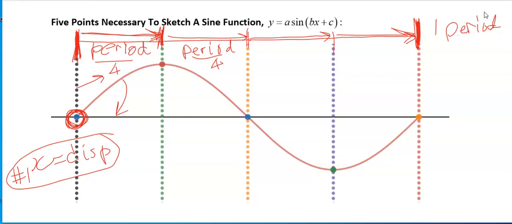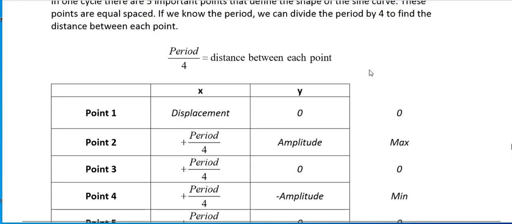So then you add on the period over 4 to get your third x value. You add on the period divided by 4 to get your fourth x value. And you add on the period divided by 4 to get your fifth x value. It's going to take a little bit of practice, but that's your procedure. So remember, amplitude, displacement, and period. Being able to calculate those from your equation is very important.